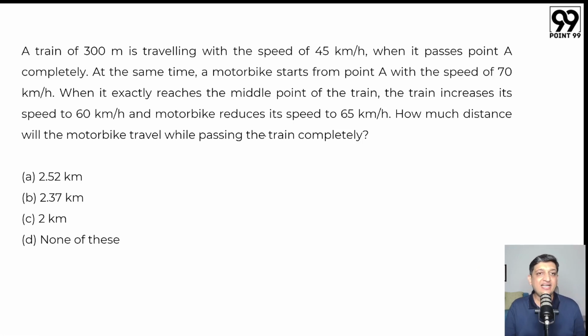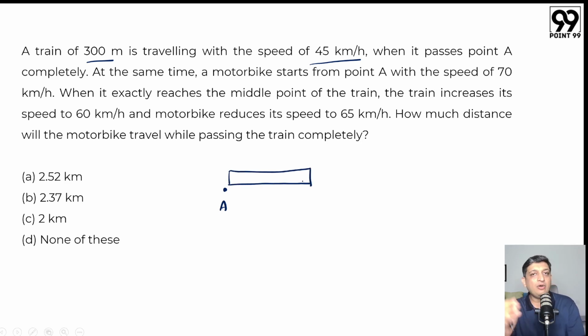So there is a train that is of 300 meters and it is traveling at the speed of 45 kilometers per hour. It passes this point A completely. When I say point A completely, it means if this is point A, the train would look something like this. It would have just about crossed point A. So this is basically the train that we have, and we know that the length of this train is 300 meters. At the same time, a motorbike starts from point A.